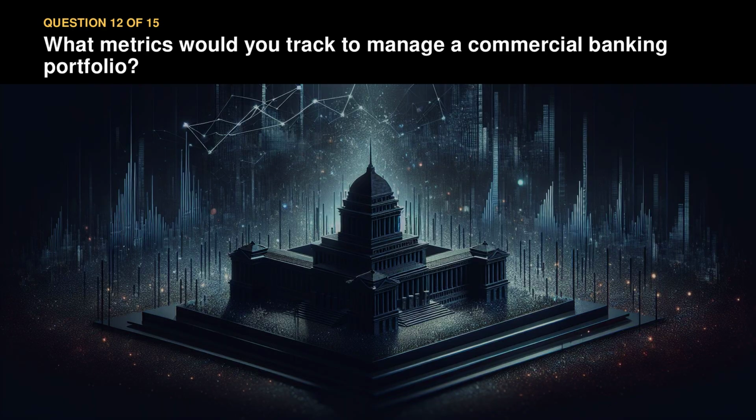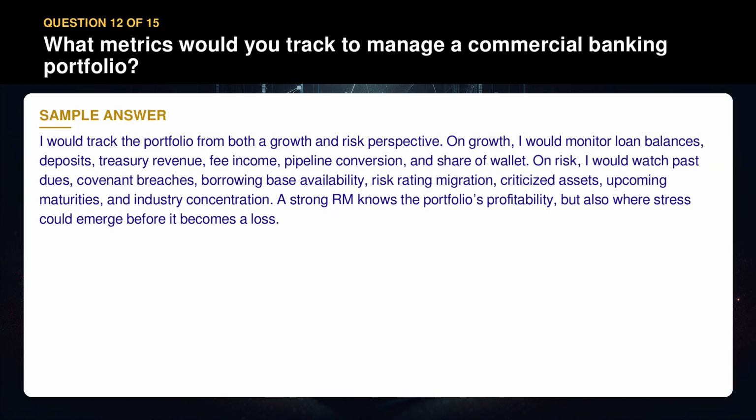Question 12. What metrics would you track to manage a commercial banking portfolio? I would track the portfolio from both a growth and risk perspective. On growth, I would monitor loan balances, deposits, treasury revenue, fee income, pipeline conversion, and share of wallet. On risk, I would watch past dues, covenant breaches, borrowing base availability, risk rating migration, criticized assets, upcoming maturities, and industry concentration. A strong RM knows the portfolio's profitability, but also where stress could emerge before it becomes a loss.